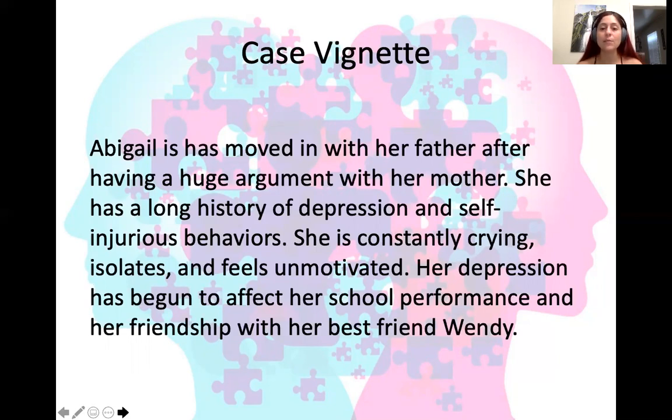Abigail has moved in with her father after having a huge argument with her mother. She has a long history of depression and self-injurious behaviors. She is constantly crying, isolates, and feels unmotivated. Her depression has begun to affect her school performance and her friendship with her best friend, Wendy.